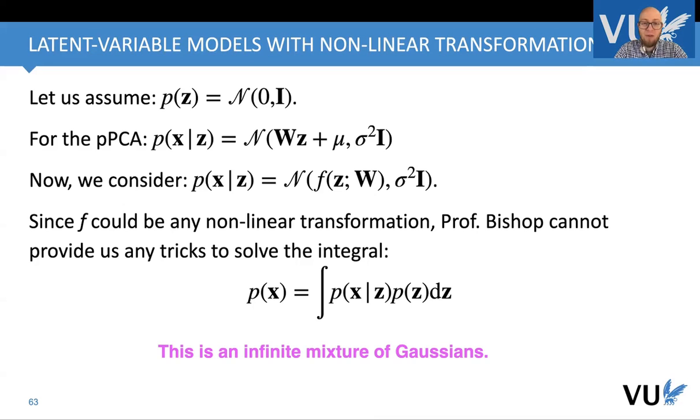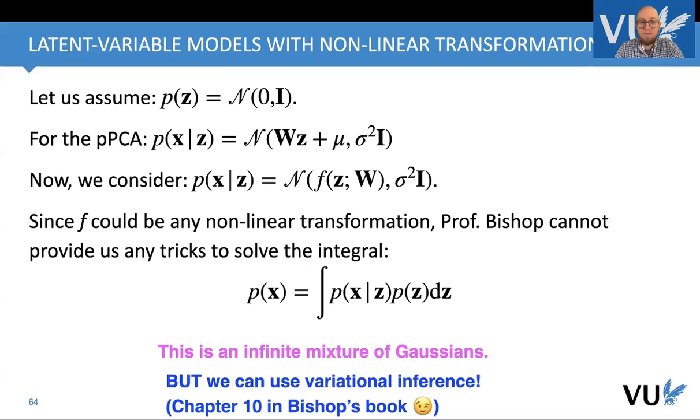So we end up with an infinite mixture of Gaussians. If this is Gaussian, right, we are saying this is Gaussian and the marginal over this is Gaussian. This is an infinite mixture of Gaussians. We cannot calculate this integral analytically. However, we can use variational inference, approximate inference. And you can look actually in Christopher Bishop's book, chapter 10, for general information about variational inference. And here we will use it to somehow approximate this integral, all right?